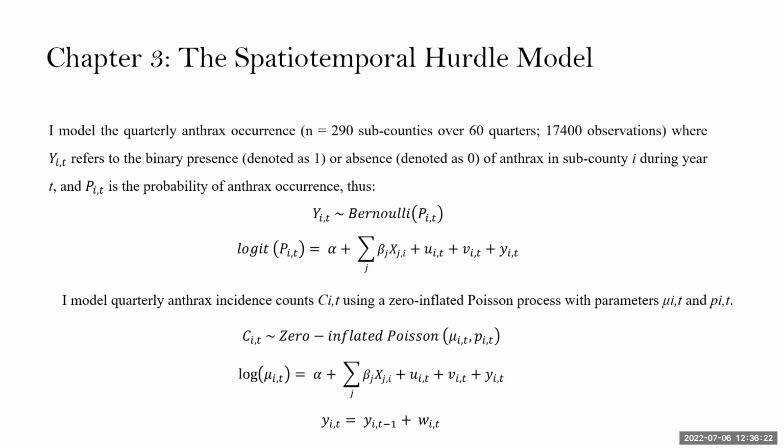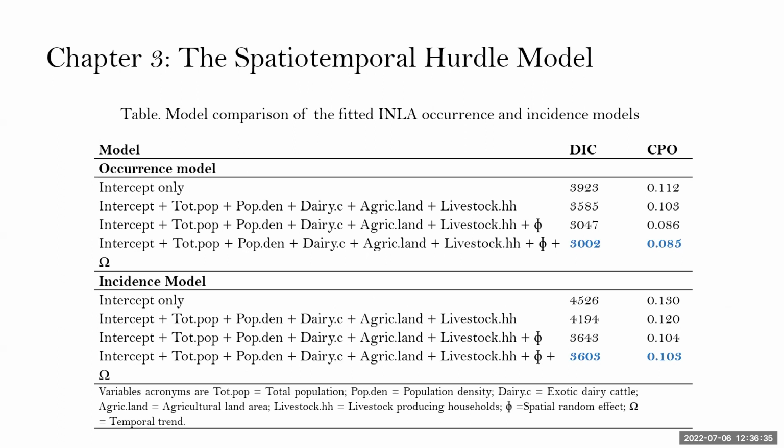And I used informative priors with Gaussian distributions for the fixed effects and penalized complexity priors for the hyperparameters of the random effects. And the models with the socioeconomic variables explained significantly more of the variation within the data set compared to the baseline intercept only model. So even here I had candidate models. So the model with the covariates improved the DIC by 338 for the occurrence model and 332 for the incidence model. Then the addition of the spatial random effects and the temporal trend further improved the model fit compared to the one with the covariates alone.